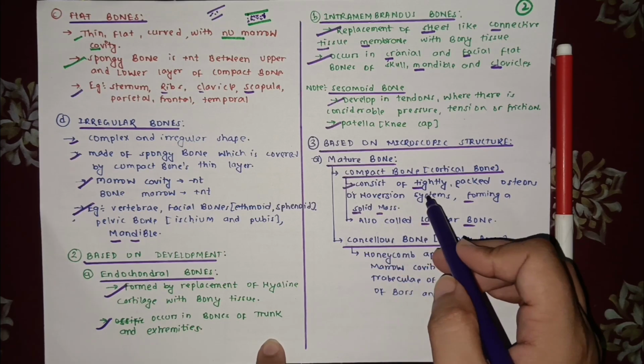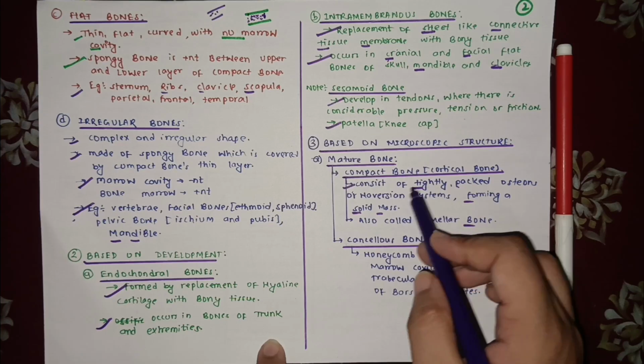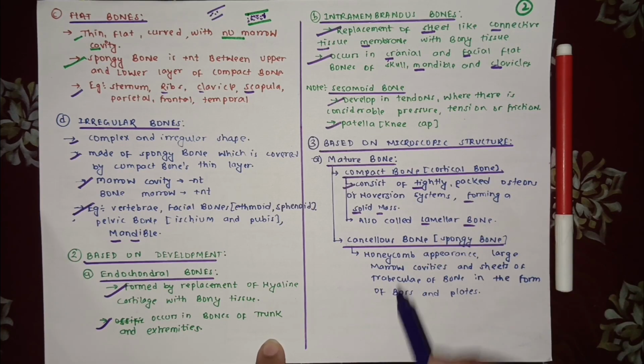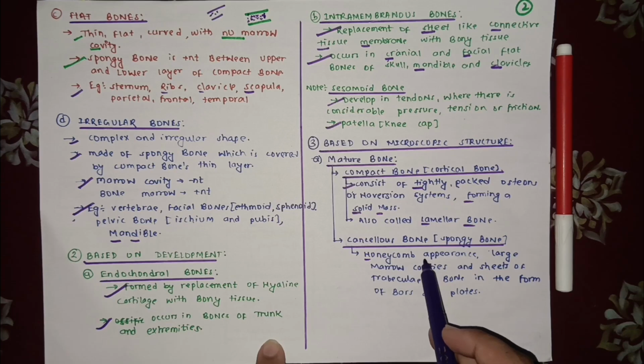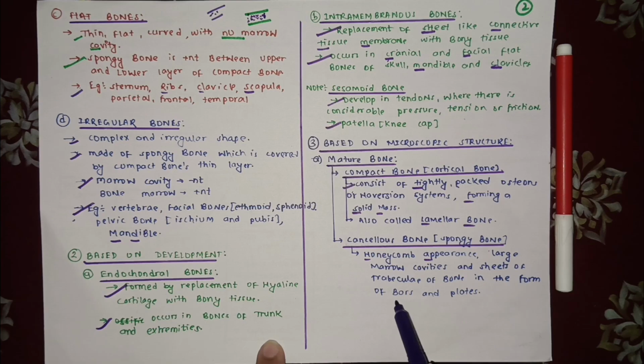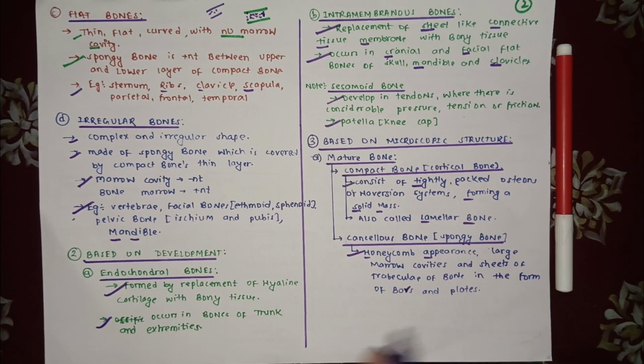So a tightly and well-developed Haversian system is present in this compact bone, or the cortical bone. After that we have cancellous bone, or the spongy bone. So a honeycomb appearance is there, with large narrow cavities and the seats of the trabeculae of the bone in the form of bars and plates.